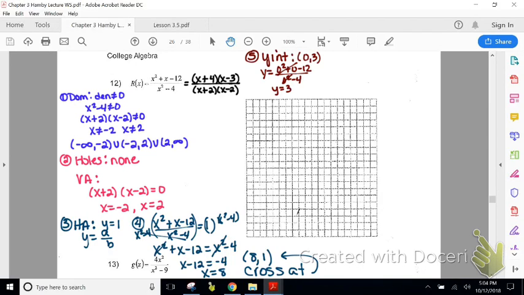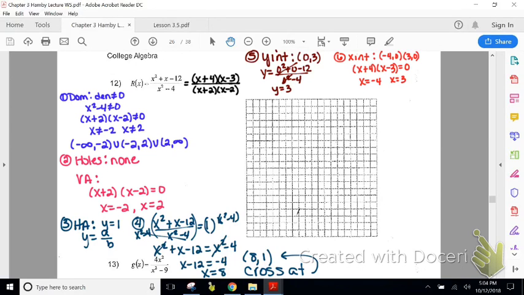And then I have to find my x-intercepts. The x-intercept is where the numerator is equal to 0. If I use the original, I'm going to have to factor it anyway. So it's where x plus 4 times x minus 3 is equal to 0, which is where x equals negative 4 and where x equals 3. So I have two x-intercepts at negative 4, 0 and at 3, 0.